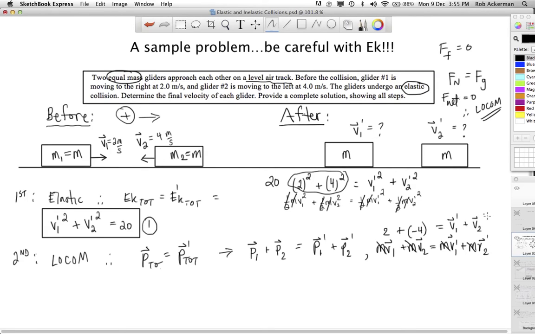And so here we go. 2 minus 4 is negative 2, so now I know that v1 prime plus v2 prime is equal to negative 2, and so now we have ourselves a little second equation here, which is going to help us solve this system. Call this equation number 2.